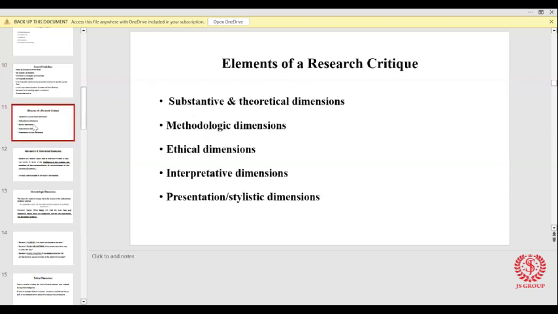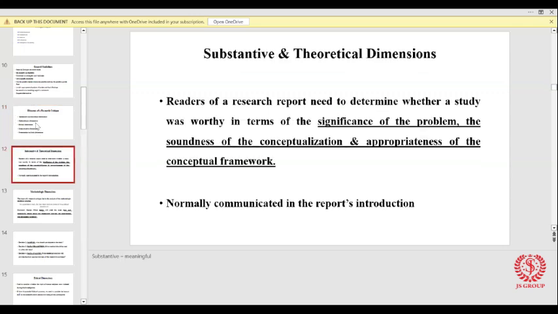One is the substantive and theoretical dimension. Next, the methodological dimension, ethical dimension, interpretative dimension, and presentation and stylistic dimension. The first dimension is the substantive and theoretical dimension. Readers of the research report need to critique the introduction part, that is the substantive and theoretical dimension.